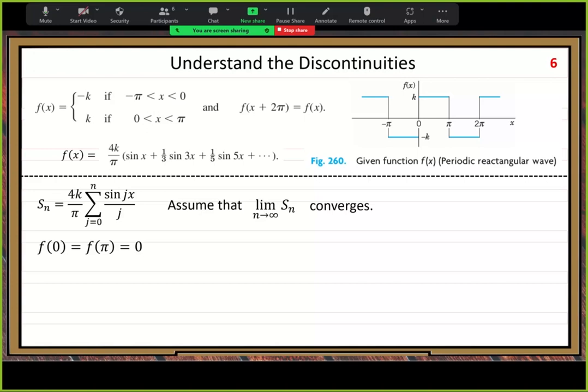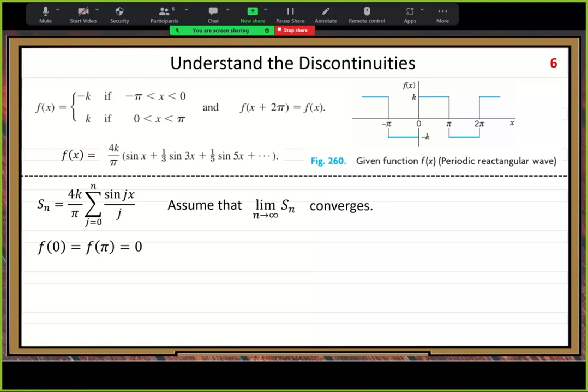The Fourier series value is 0. Can you see anything special about this 0 value? Look at the negative k on the left-hand side and the positive k on the right-hand side, but the Fourier series takes the value 0 here. Can you see some rule, some property?